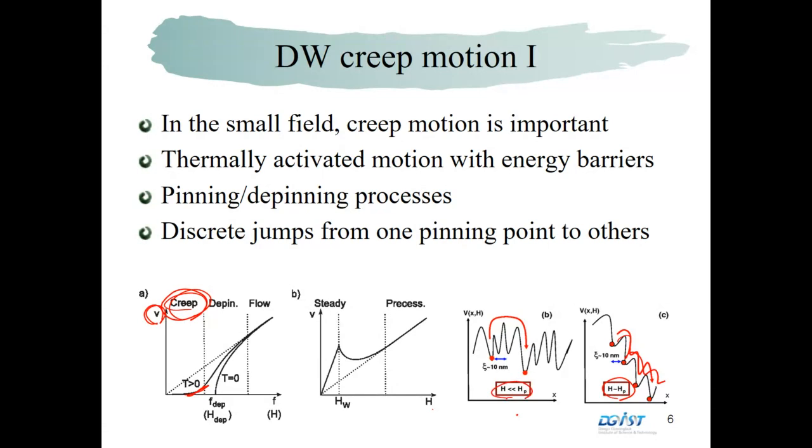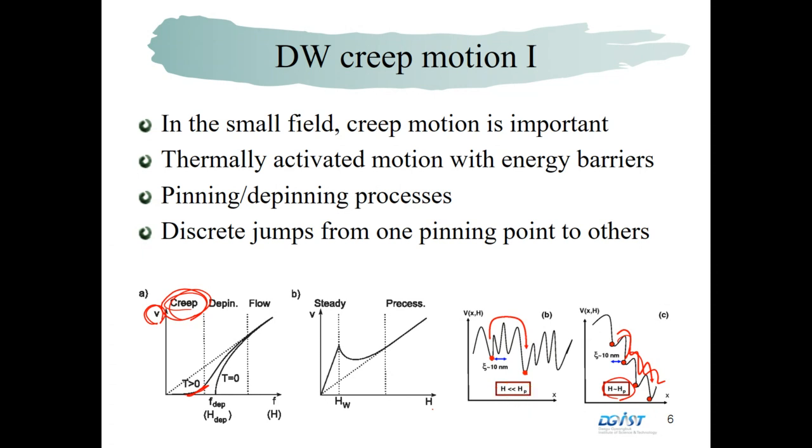But if the field is smaller than the depinning field, then there are many energy barriers in the motion of the domain wall. So the domain is stabilized in this local energy minimum, but there is another minimum here, and we have to overcome this energy barrier. To overcome this energy barrier, we need the finite temperature.